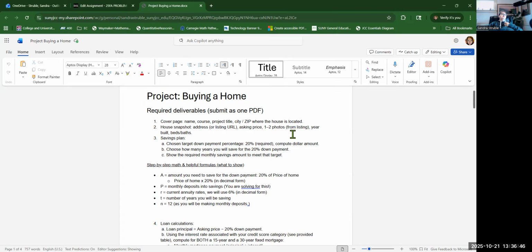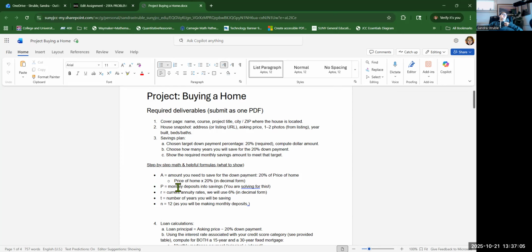To find out what the 20% of the home is, I've given you how to do that. It's the price of the home times the 20%. Remember, the 20% needs to be in decimal form. So 20 divided by 100, so 0.2 times the price of the house. And that's going to be the amount of your down payment.